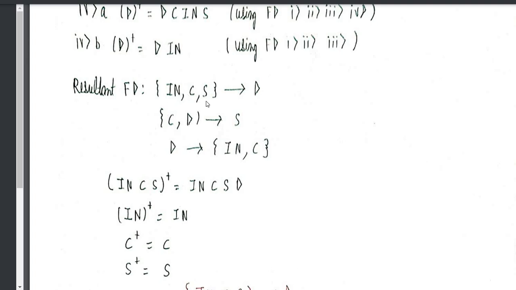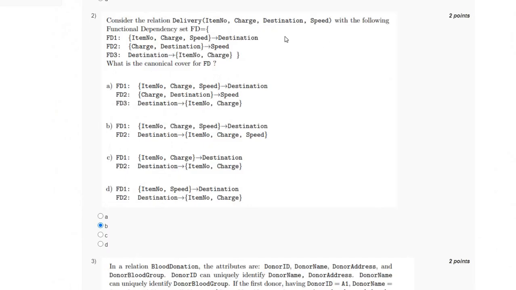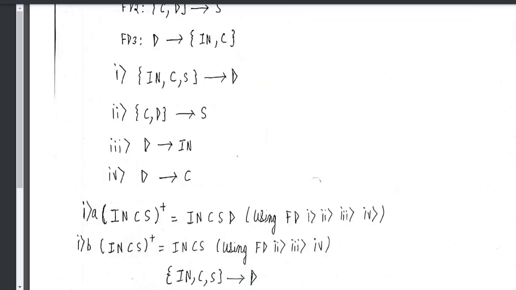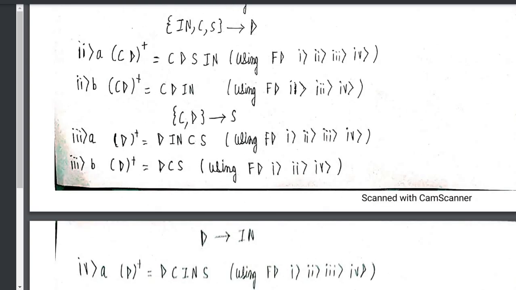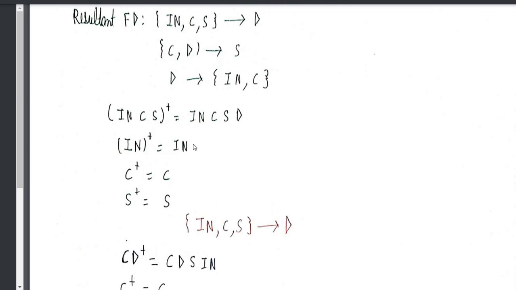Here INCS is: IN is for item number, C is for charge, D is for destination, and S is for speed. Now since the left side has more than one attribute, we have again split it in the closure and found whether they all give an equivalent result or not. By splitting the INC and S, finding the closure and splitting each of these, we find that they are not equivalent, therefore that is included in the functional dependency.